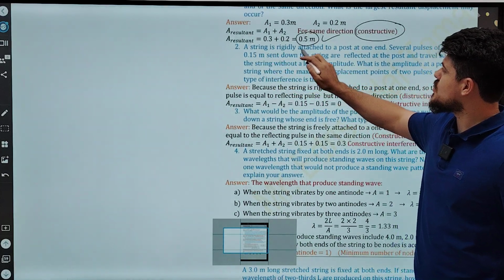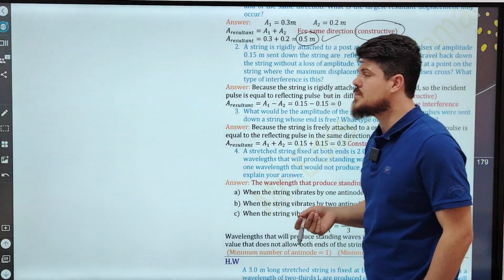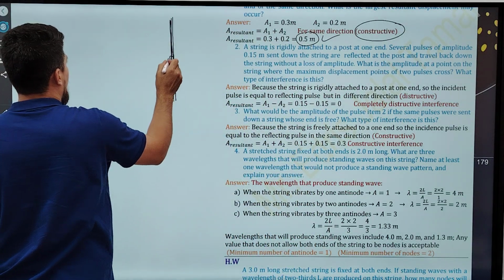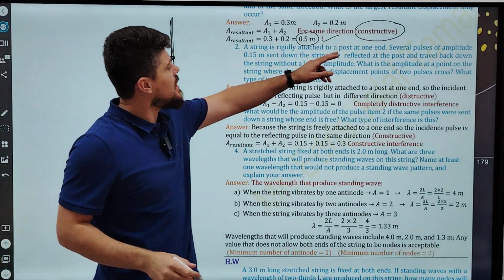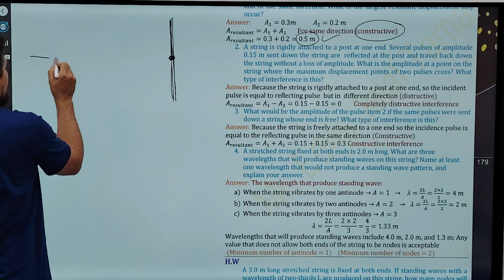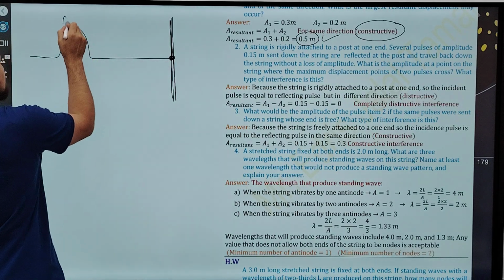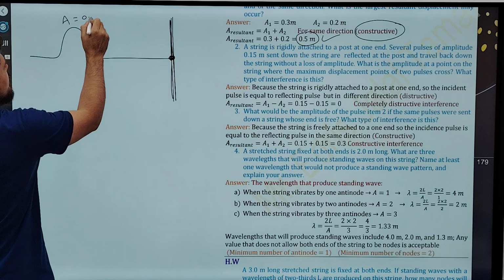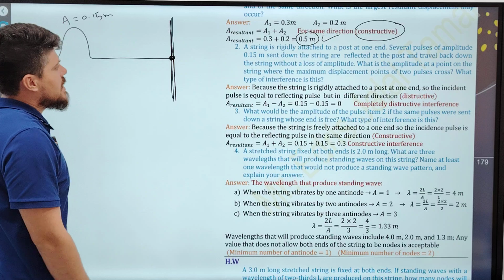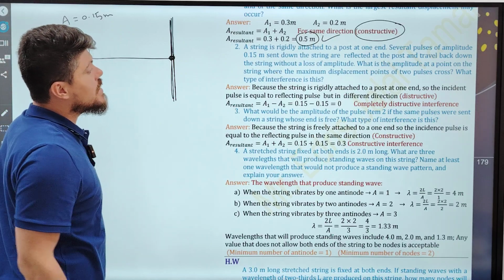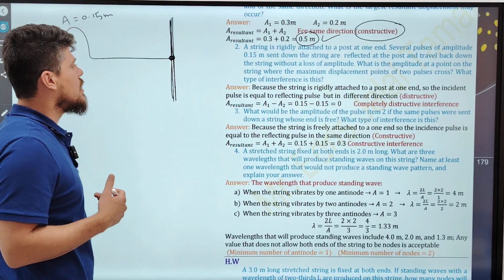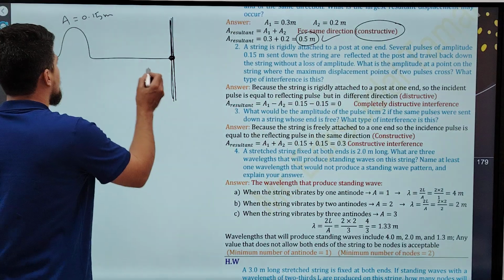Question 2, a string is rigidly attached. Rigidly attached means that a fixed boundary. Okay? It is a fixed boundary. A string is rigidly attached to poles at one end. Several pulses of amplitude 0.15, sorry, sent down a string are reflected at the poles and travel back down the string without the loss of amplitude. What is the amplitude at a point on the string where the maximum displacement points of the two pulses cross? What type of interference is this?